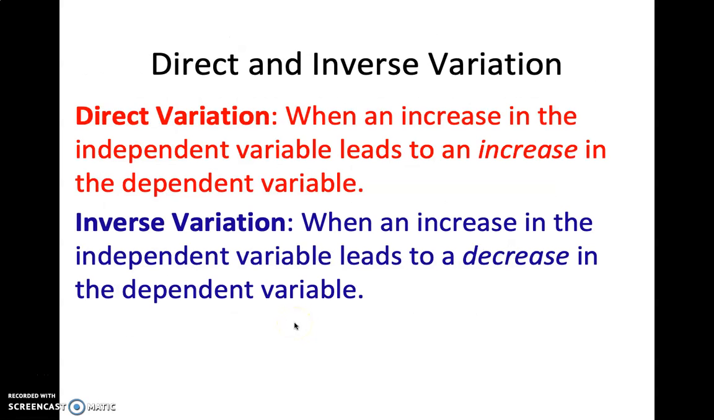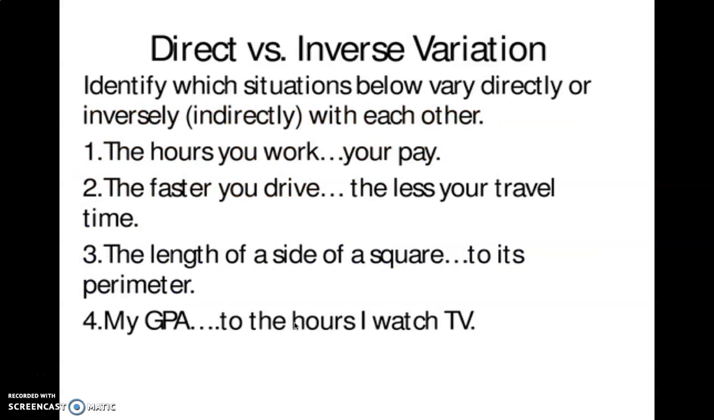Okay, we're going over direct and inverse variation, and I'm going to make it pretty quick. We're going to go through a lot of the technical, mathematical work, but direct variation is when increasing one thing leads to an increase in the other, and inverse is increasing one thing leads to a decrease in the other. And I'll show you what that means real quickly.